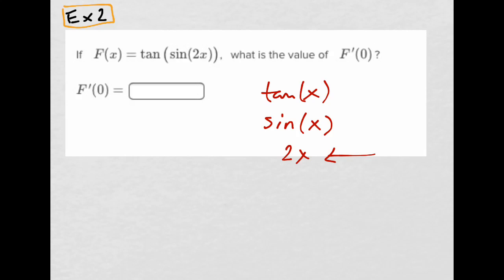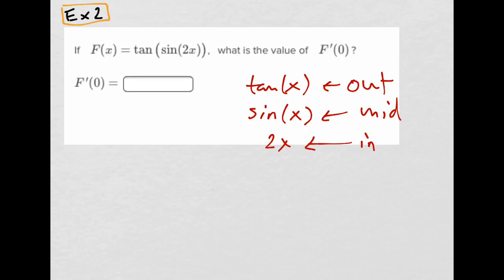Well, I can see already that the 2x is on the very, very most inside. The very, very most outside is tangent. Excuse me, I burped. I don't know why I just wrote tangent. It's outside, and it must mean the sine is in the middle.